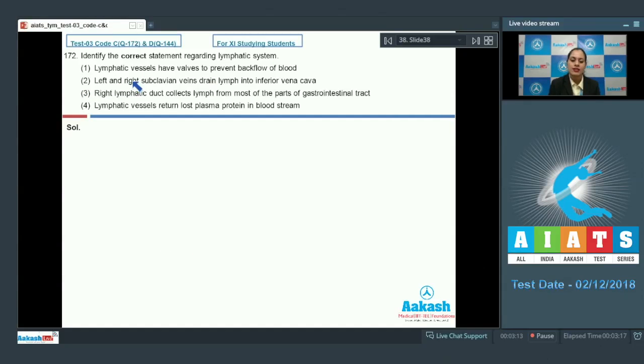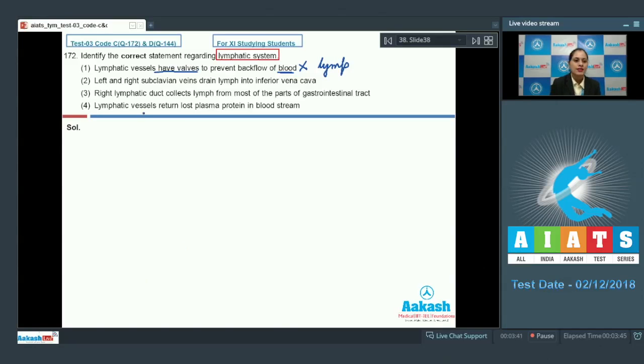Question number 172. Identify the correct statement regarding the lymphatic system. The very first statement is lymphatic vessels have valves to prevent backflow of blood, and this is an incorrect statement, so it cannot be the correct answer to our question, because lymphatic vessels have valves but they prevent the backflow of lymph and not blood.